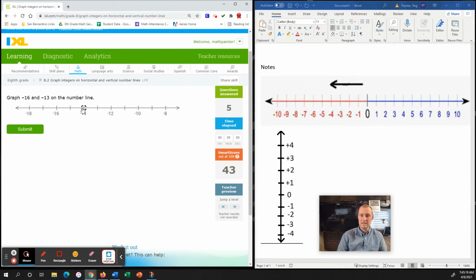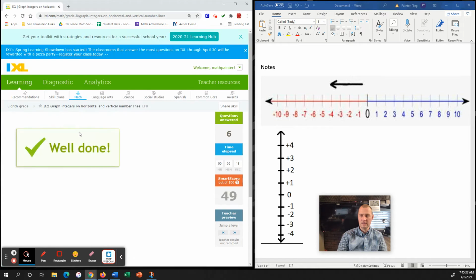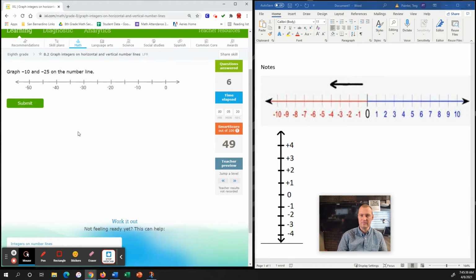All right, graph -16. -16 is given to us. And -13, which is not given to us. But -13 should be one number smaller than -12, but it's one number larger than -14. So -12, -13, -14. Excellent, counting towards the left there.